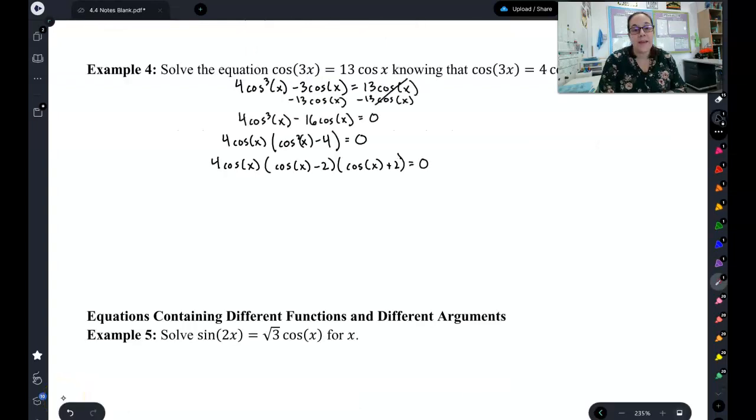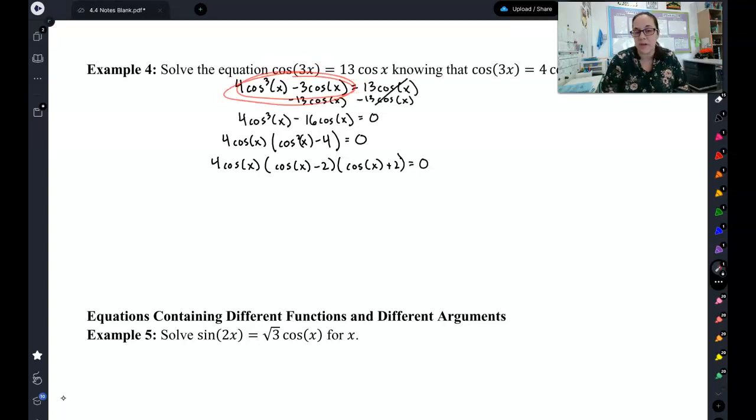Let's see how you did. So I changed cosine of 3x using the trig identity it gave me, 4 cosine cubed of x minus 3 cosine of x. Brought everything to one side and then looked at factoring. I noticed that they both had a 4 cosine of x in common, so I took that out. And what's left is a cosine squared of x minus 4, which I recognized as difference of squares. This is squared, this is squared. So it's going to factor as cosine of x minus 2, cosine of x plus 2, difference of squares.